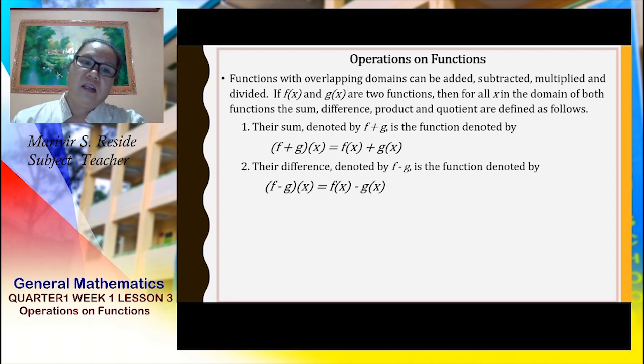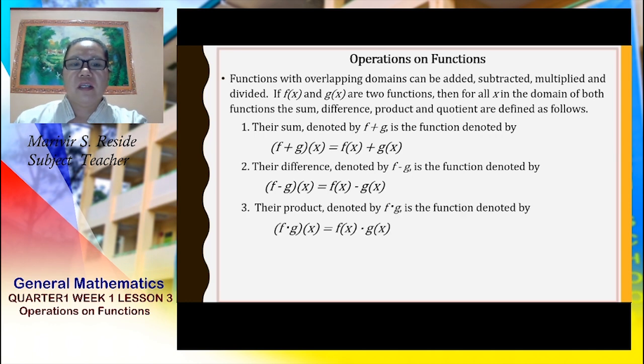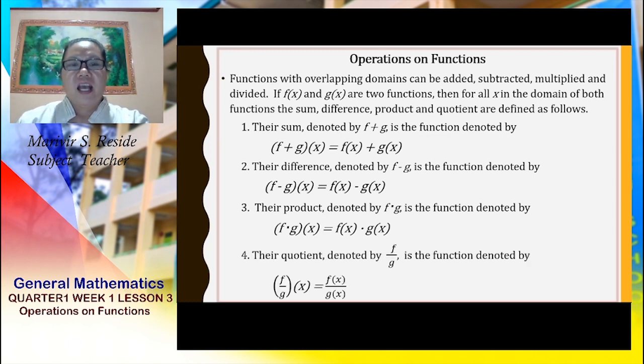Second, their difference, denoted by f minus g, is the function denoted by f minus g of x equals f of x minus g of x. Third, the product denoted by f times g is the function denoted by f times g of x equals f of x times g of x. The fourth is the quotient denoted by f over g is the function denoted by f over g of x equals f of x over g of x. So these are the four important principles you have to remember in the operations on functions.